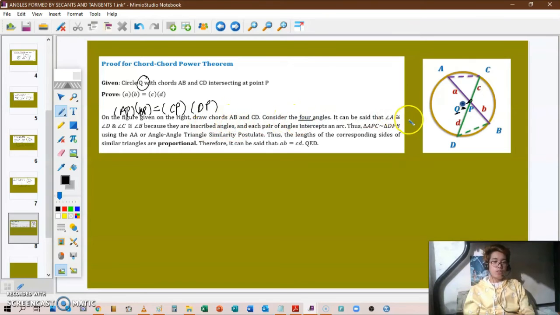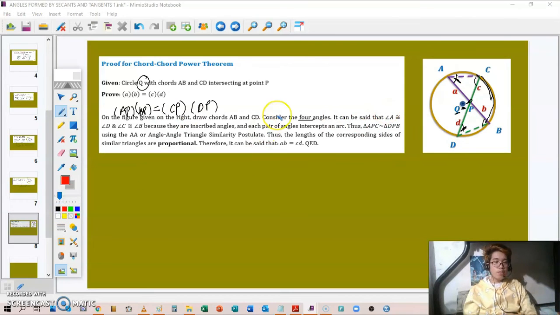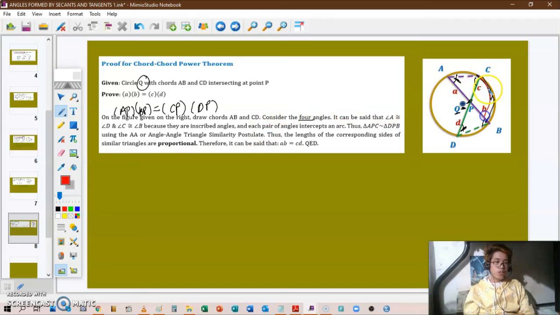Consider the four angles. Angle A is congruent to angle D, and angle C is congruent to angle B, since they are inscribed angles. Angle A and angle D can be found on this arc right here, arc CB. The same goes with angle C and angle B, which can be found on this big arc, arc AD. So therefore, they are congruent.